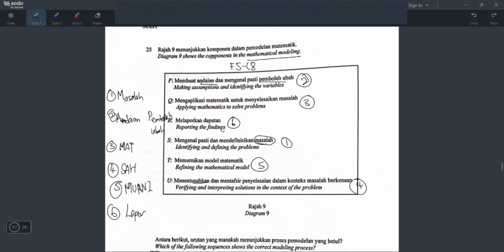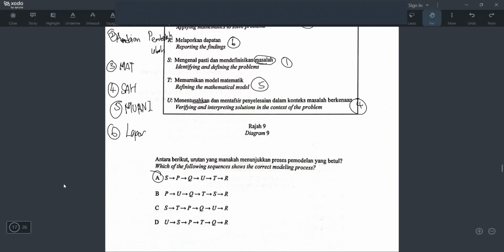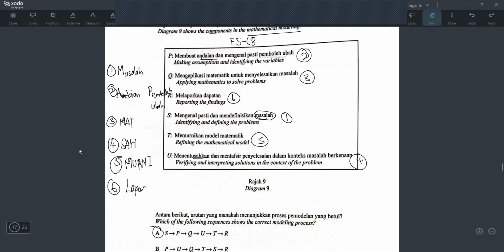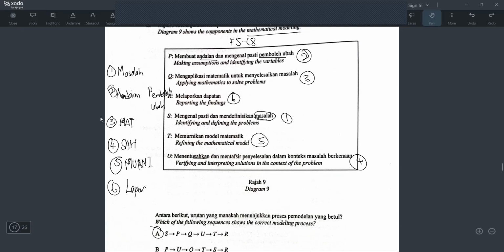So masalah, step 1, problem. Step 2, AP, andaian pemboleh ubah. Step 3, mathematic. Step 4, sahkan, or verify in English. Number 5 is murni, which is refine. And then 6 is lapor, report. That's all, right? So nothing much to explain actually. You just have to memorise the steps. There's no technique here, just memorise.